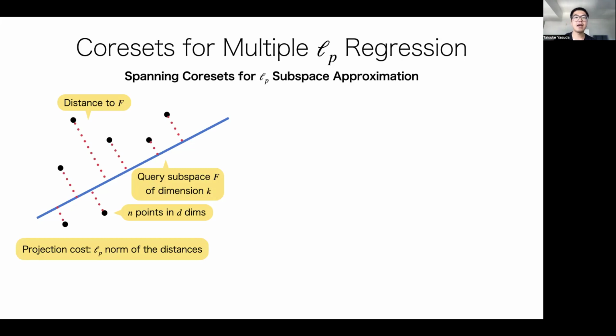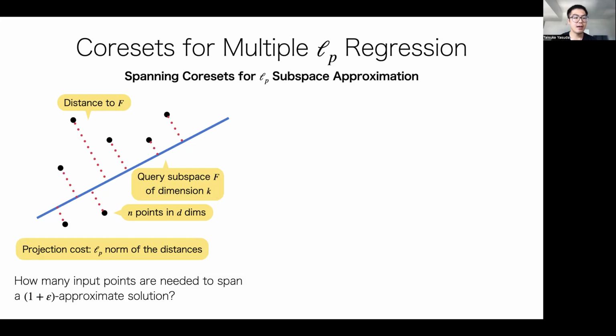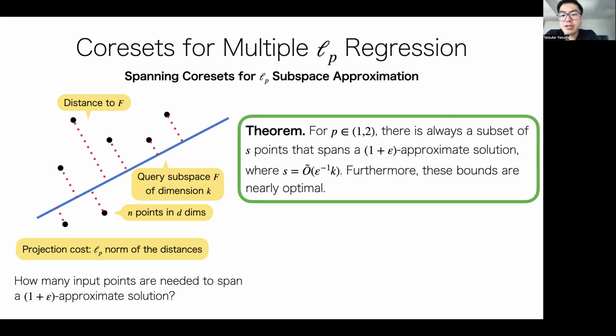And in the setting of spanning coresets, this is slightly different from the notion of coresets that we considered previously. For spanning coresets, we're interested in finding a small subset of these input points, which approximately spans a nearly optimal solution. So using our techniques for multiple LP regression, we're actually able to get a nearly optimal bound on this problem of computing spanning coresets as well for the range of P strictly between 1 and 2. And we show that 1 over epsilon times K points is sufficient and necessary.